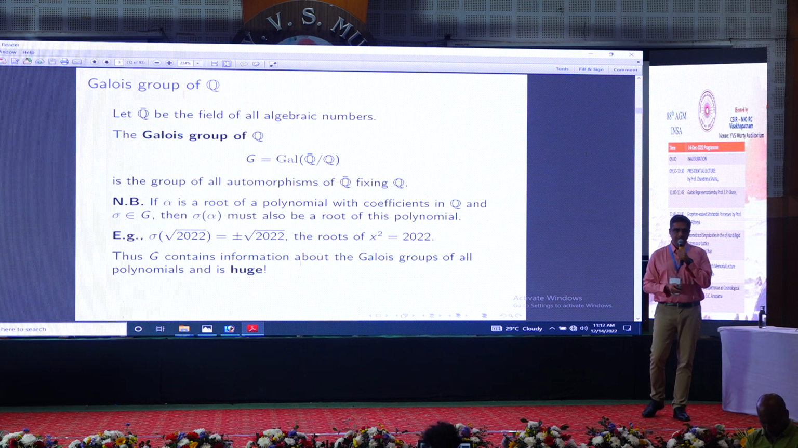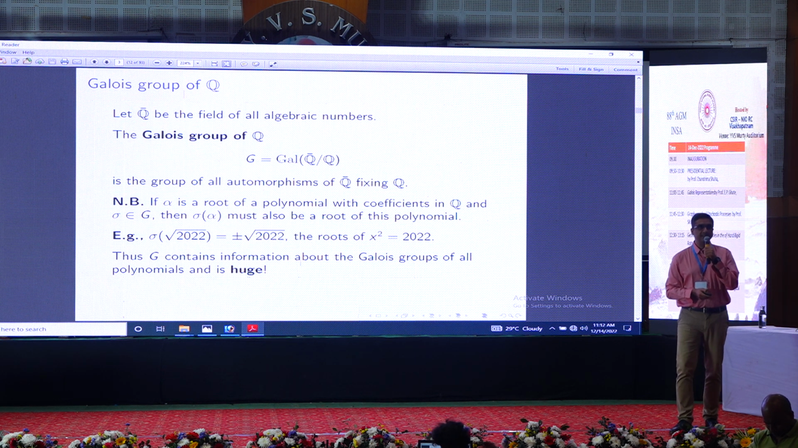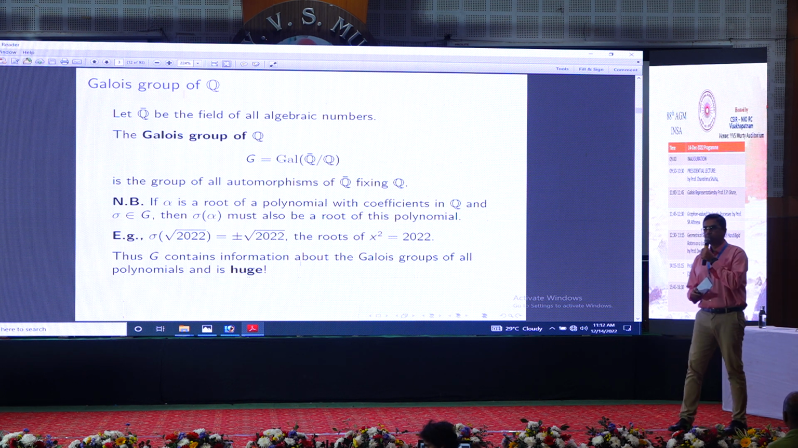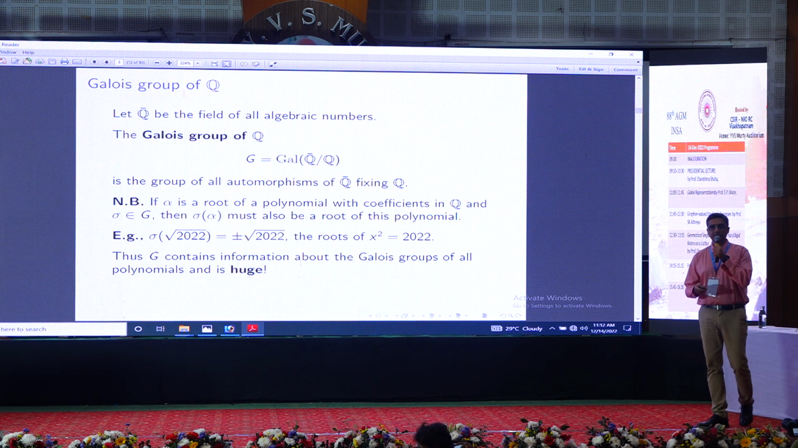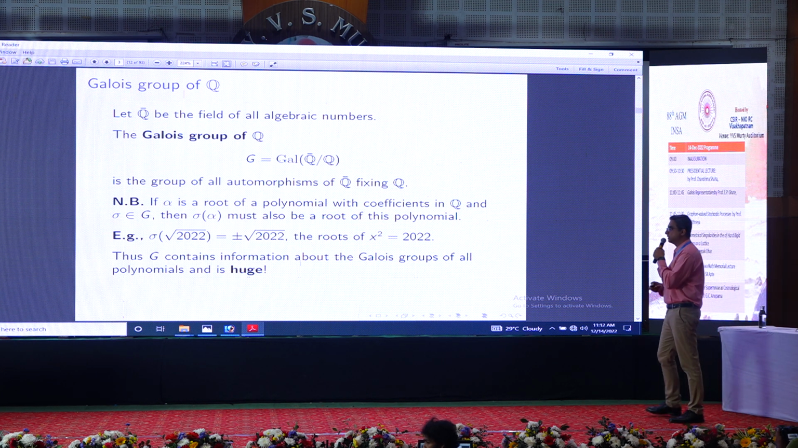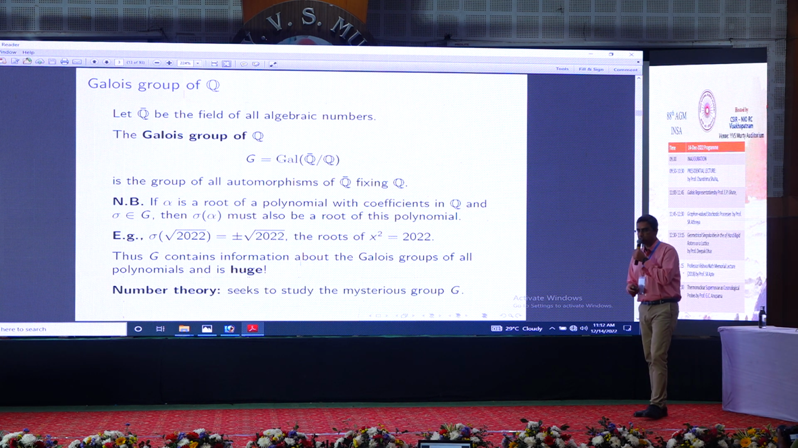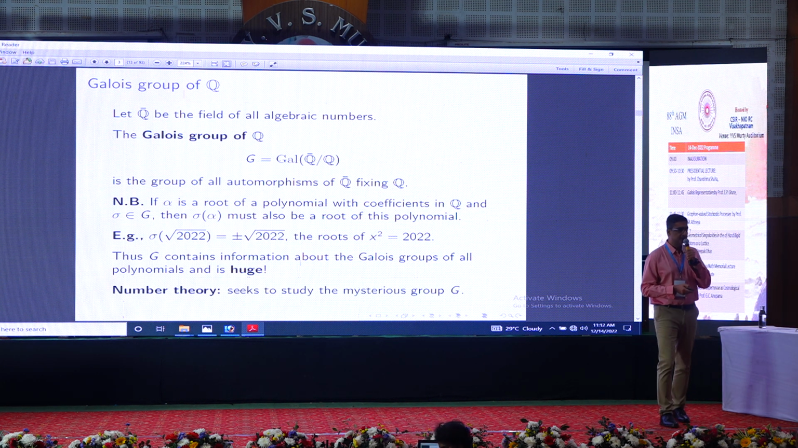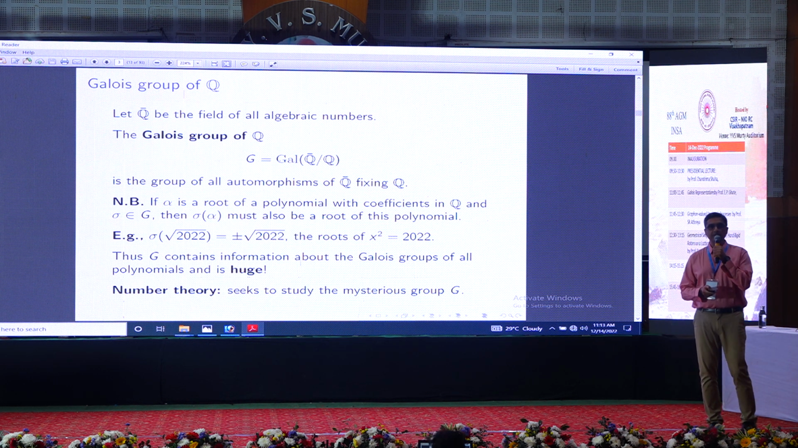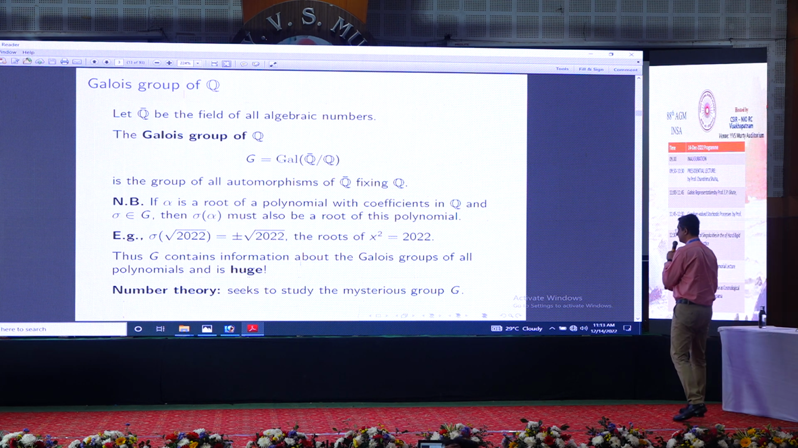So this group G looks a bit abstract, but you should think of it as containing information about the Galois groups of all polynomials. All these finite groups that I was referring to earlier are quotients, sort of images, of this big group. And maybe this is a slightly facetious sentence, but one can say that algebraic number theory is concerned with studying this mysterious group G.